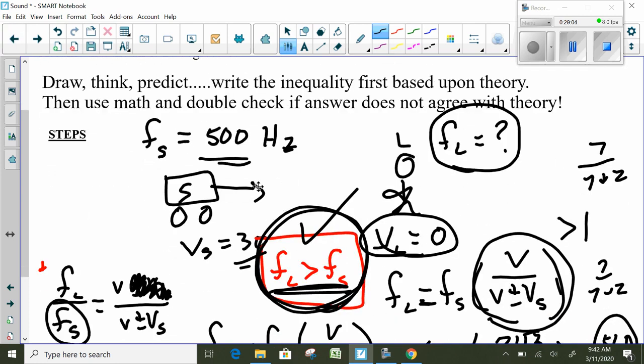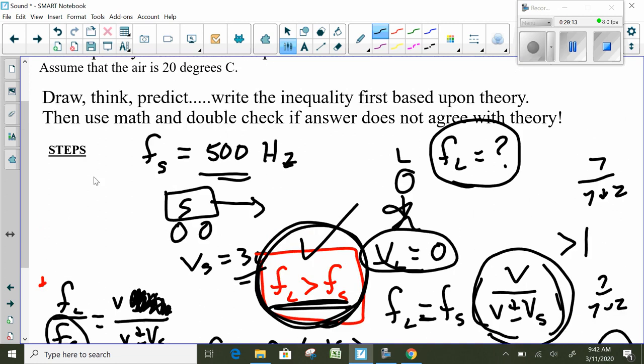I put the frequencies above. I think about who's moving. Is it the source or the listener? I write the velocities below, and then I write my inequality. Then I just plug in the numbers. So if you have any questions on it, give us a call.